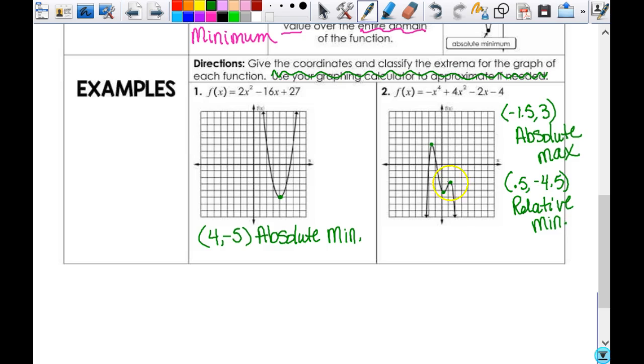So then let's look at this one. This point right here, that'll be at 1.5. And then what do you think? Negative 2.5? Okay, maximum or minimum? Maximum. Relative or absolute? Relative. Very good. All righty. Any questions at all? We good? Awesome.